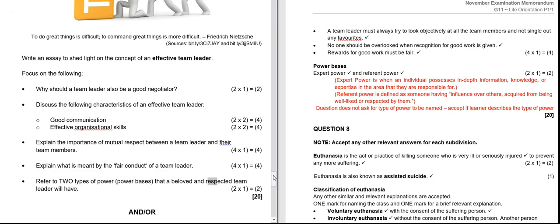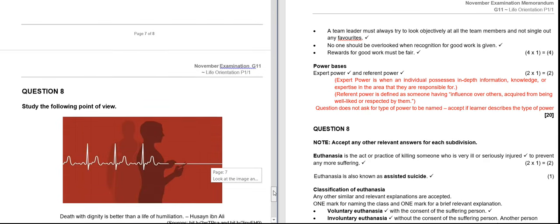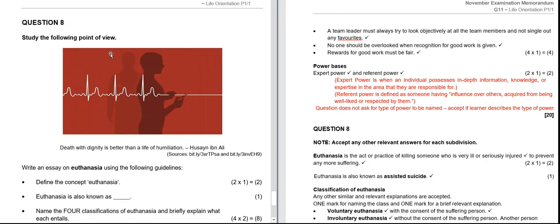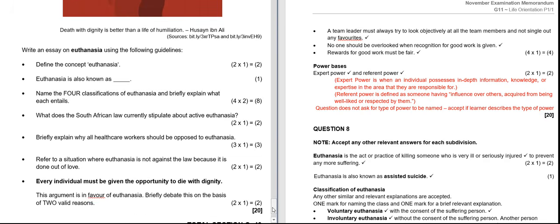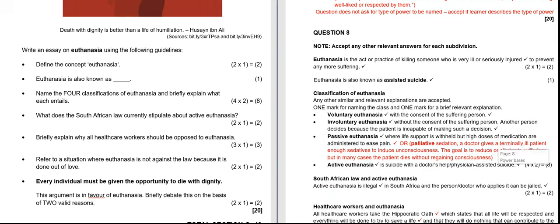Then in terms of our last question, of course, according to the paper, question 8, start from the following point of view. Of course, we have to write an essay on euthanasia. You have to define the concept euthanasia, and then also further points that we have to respond to. So in response to that, in terms of the possible responses, these are the possible responses.